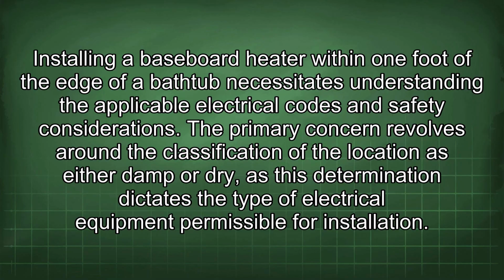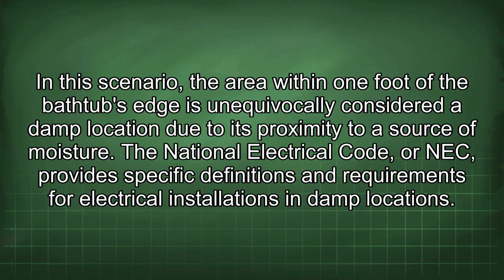Installing a baseboard heater within 1 foot of the edge of a bathtub necessitates understanding the applicable electrical codes and safety considerations. The primary concern revolves around the classification of the location as either damp or dry, as this determination dictates the type of electrical equipment permissible for installation. In this scenario, the area within 1 foot of the bathtub's edge is unequivocally considered a damp location due to its proximity to a source of moisture.